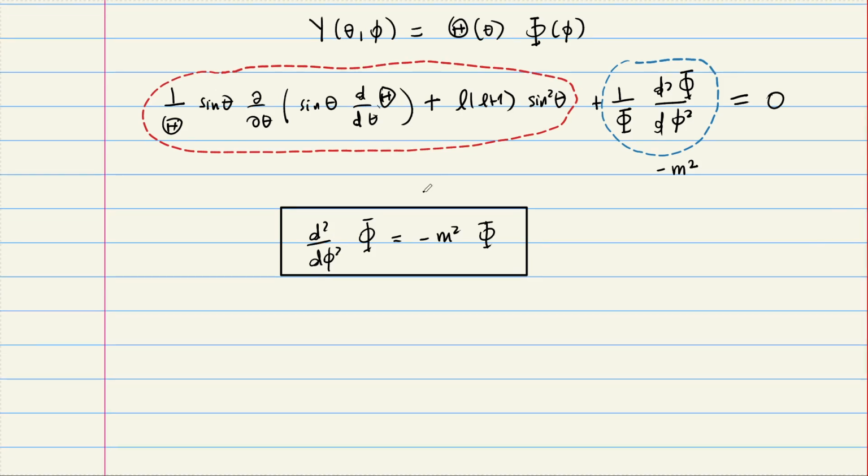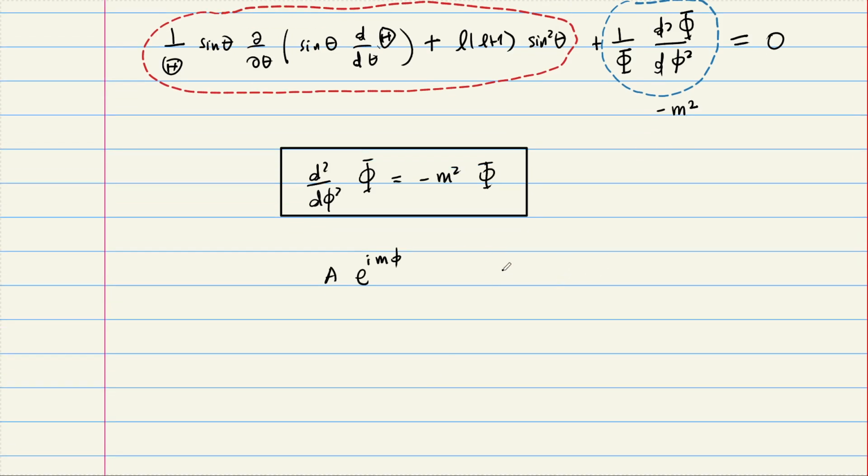We solved this so many times, it's the easiest thing to solve. The solutions are a times e to the i m phi, I choose. Take one derivative, i m, one more derivative is i m times i m, which is minus m squared, so it satisfies.